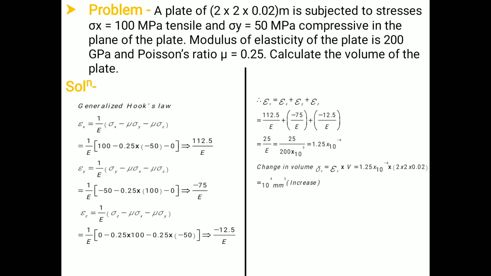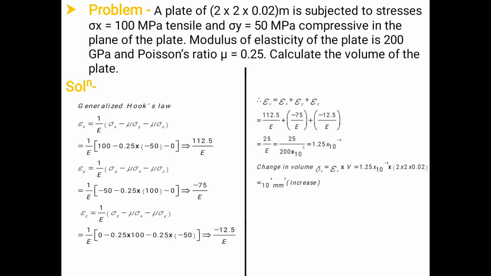And sigma y is equal to 50 MPa compressive. The value of stress along y direction of the plate is 50 MPa compressive in nature. So that particular stress will try to compress the body. From the data we have the modulus of elasticity of the plate equal to 200 GPa, and Poisson's ratio mu is equal to 0.25. We have to find out the change in volume of the plate.